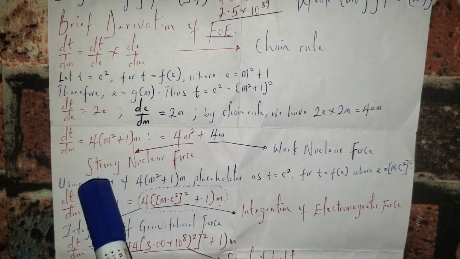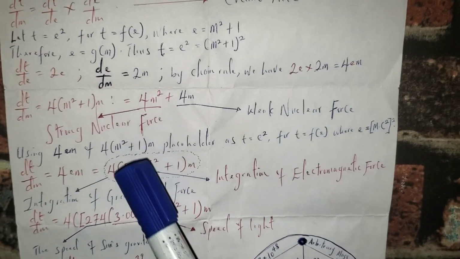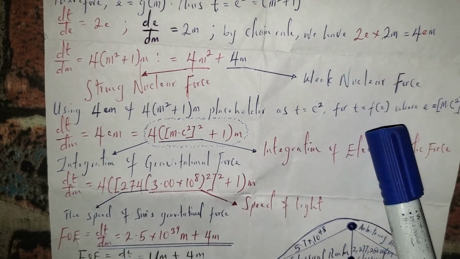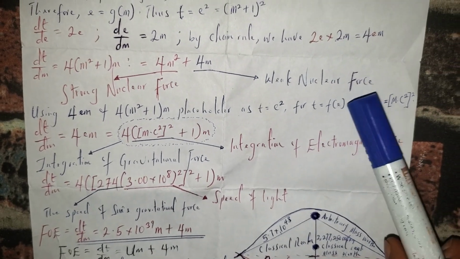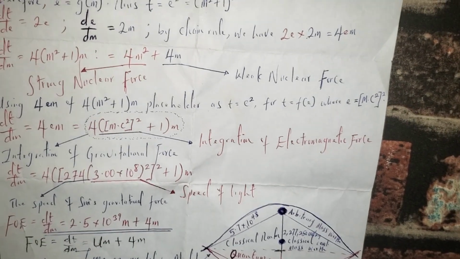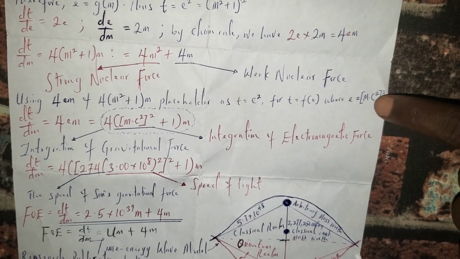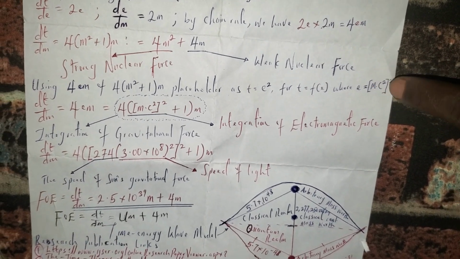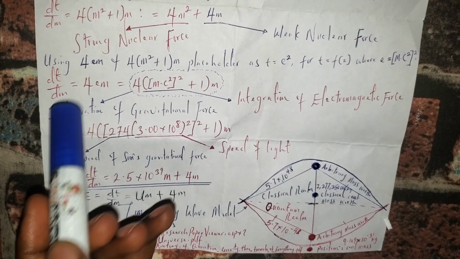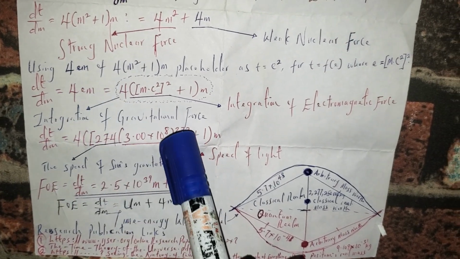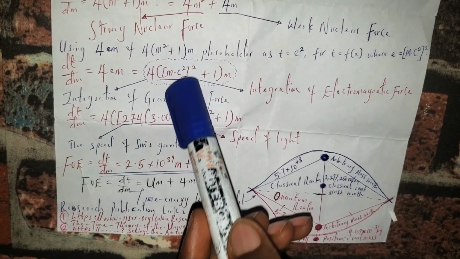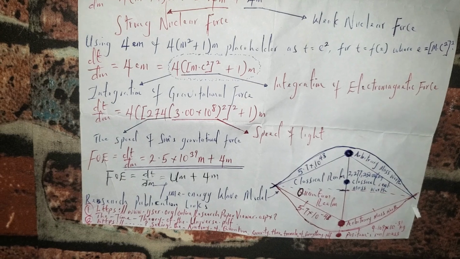And so now, using 4EM of this particular placeholder as T equals E squared, for T is the function of Fe, where E, we're now using the formula of Albert Einstein, which is E equals mc squared right here. So once we have that, for us to integrate this, then we solve it further. 4EM, then we have this. You can see that we have integrated the mc squared right there.